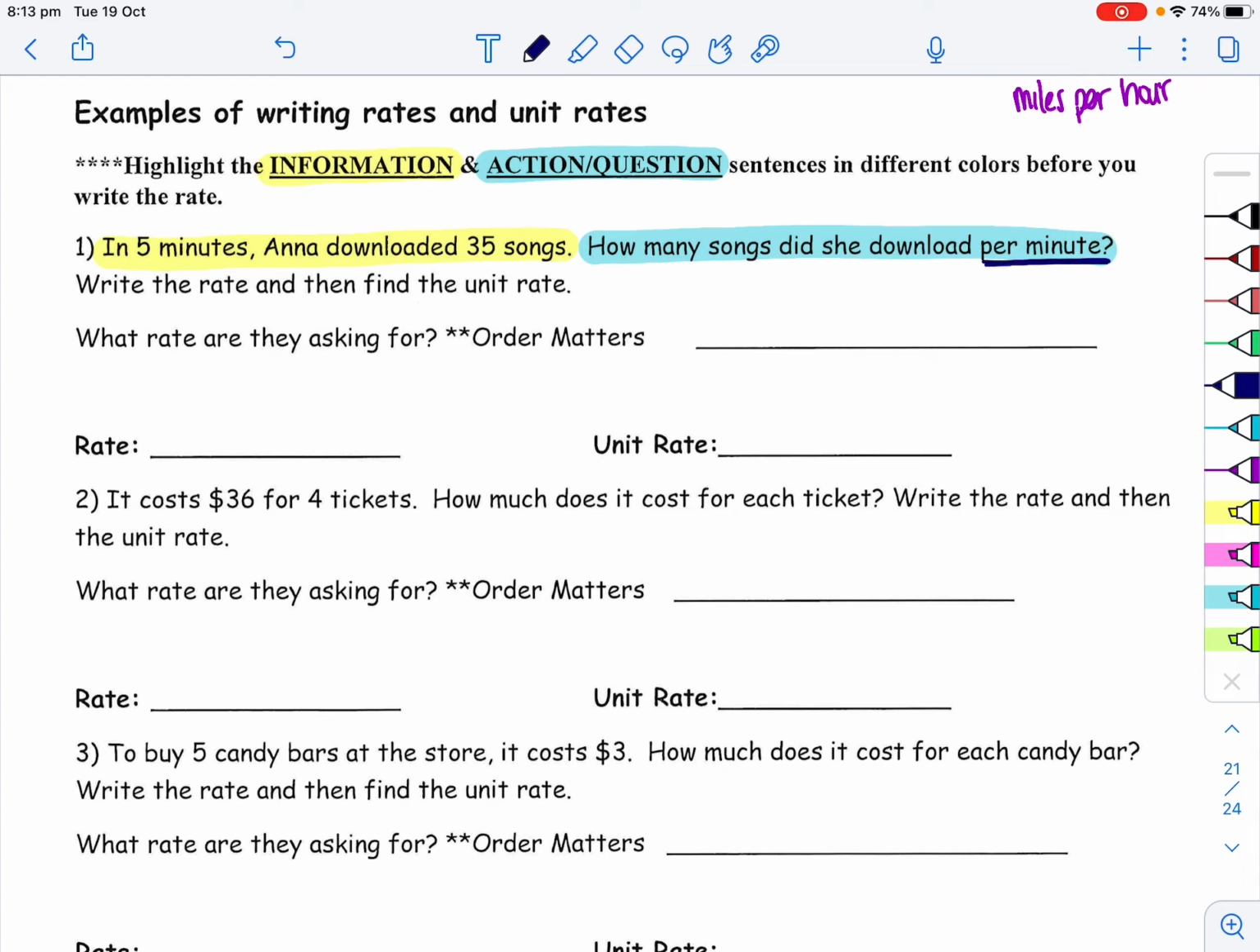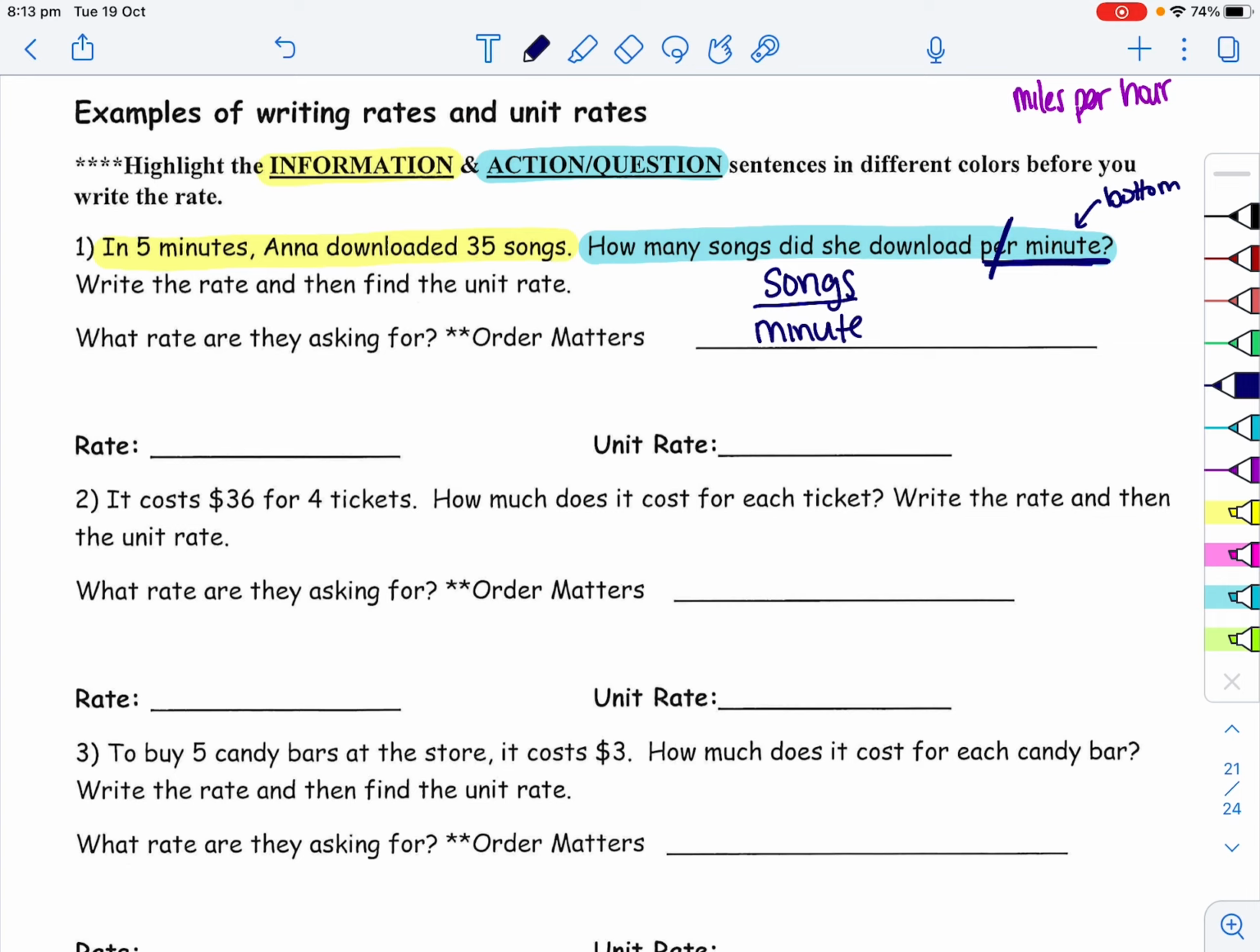This per minute right here, that means that minutes goes on the bottom. Think of per like your fraction bar. So I've got songs downloaded per minute. So it says, what rate are they asking for? They are asking for songs per minute.